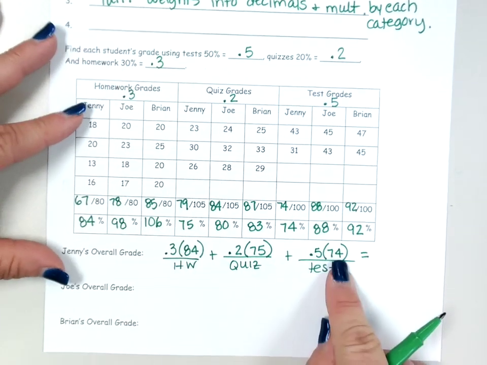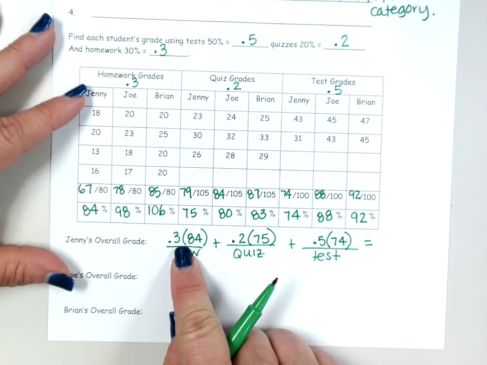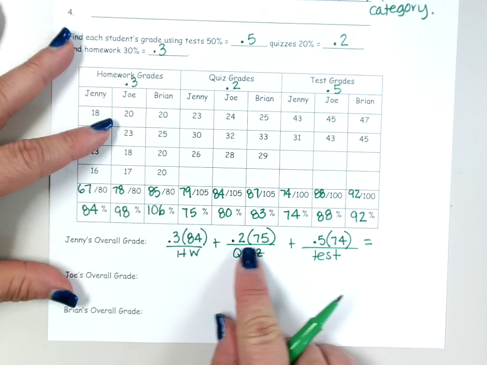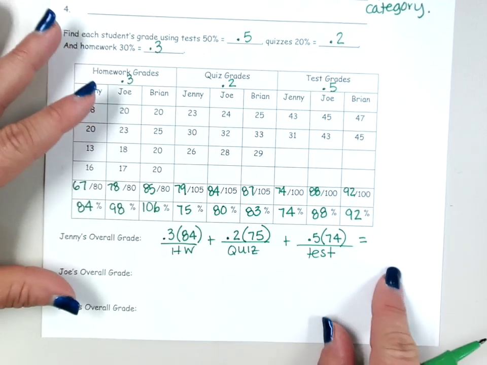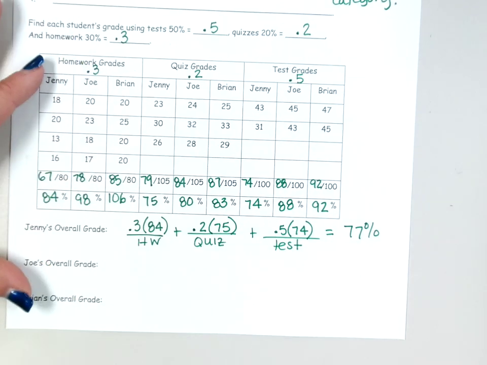You can type all of this into the calculator just like this. You don't have to use the parentheses, you can use a times there. So 0.3 times 84 plus 0.2 times 75 plus 0.5 times 74. Since your calculator does order of operations, if you want to try it, go ahead.